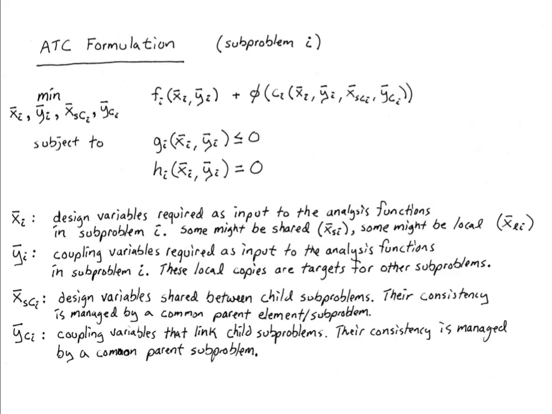This is why we have the other two types of optimization variables. Y bar Ci are the coupling variables passed between child subproblems, and X bar Sci are the design variables shared between child subproblems. The consistency constraint Ci is driven to 0 by the penalty function. Ci quantifies the consistency of shared and coupling variables, both between subproblem I and other subproblems, and also between child subproblems of subproblem I.